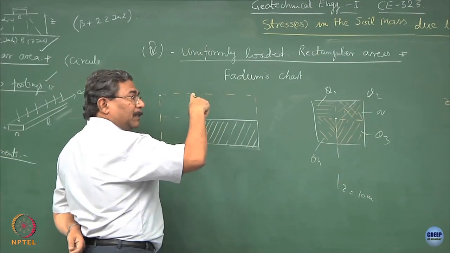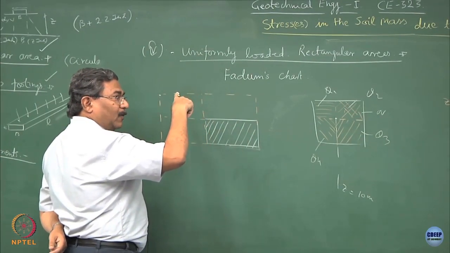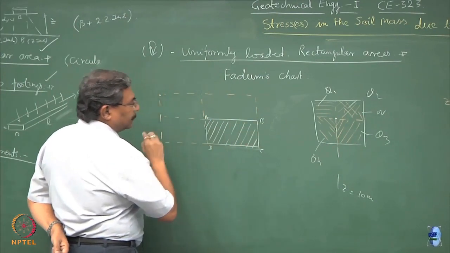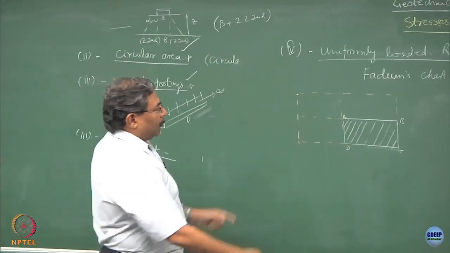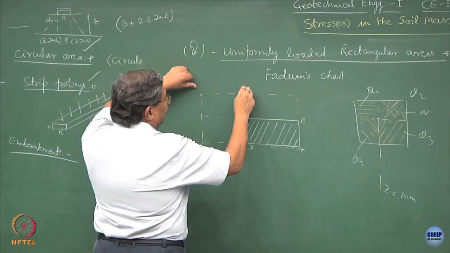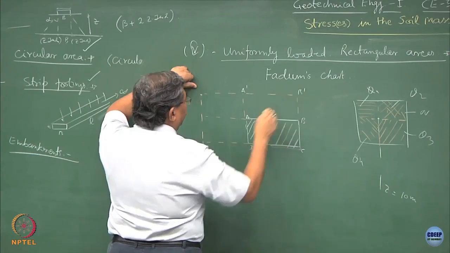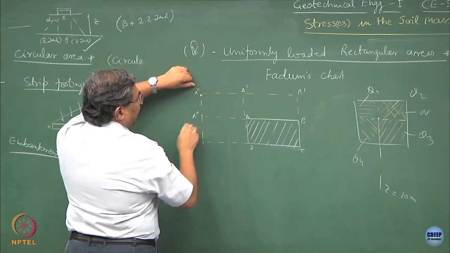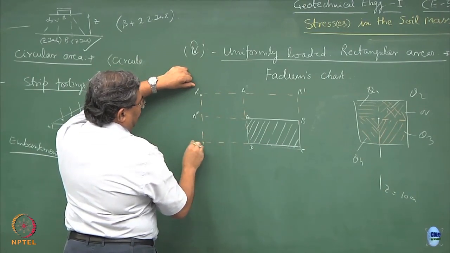So, if I use the method of superimposition, what will I have to do? If this is A, B, C, D, what I have done is I have projected it on a bigger scale: A prime, B prime, A double prime, A triple prime, and D prime, clear?